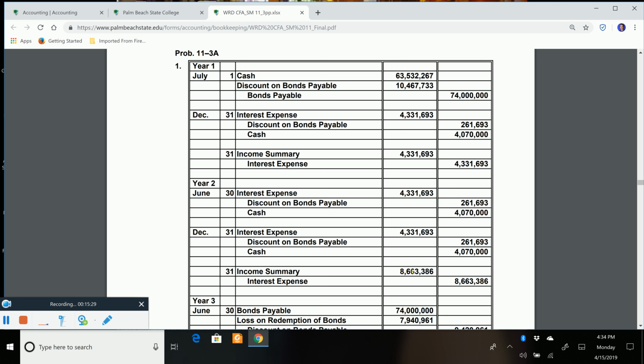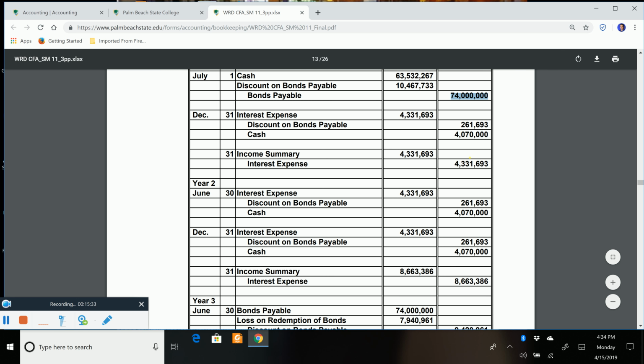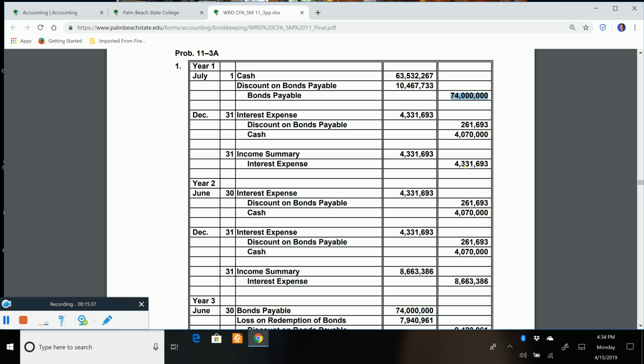We issued $74 million of bonds, so we know the bond payable is going to be a credit of $74 million. The bond interest rate is 11%, but the market rate is 13%. Since the market is higher than what we are willing to pay in interest, the only way for us to sell our bonds is to sell them at a discount.